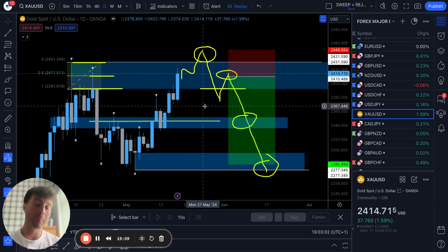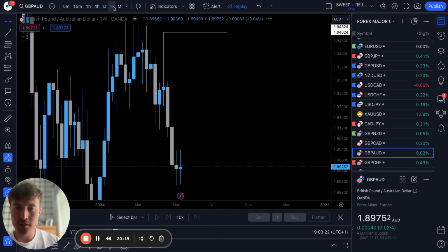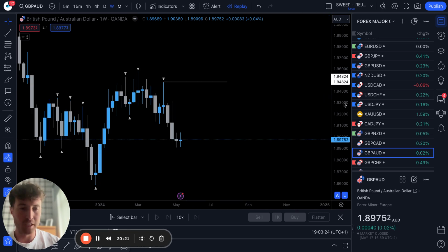So that's gold mapped out for you guys, XAU USD. That's what I'm going to be looking for next week. If and only if this presents itself, then I will be taking a setup. Okay, so that's my actionable trade on gold. Let's see if we have anything worth looking at that I can present to you guys here.